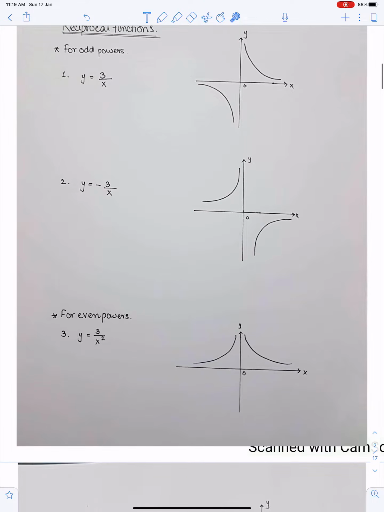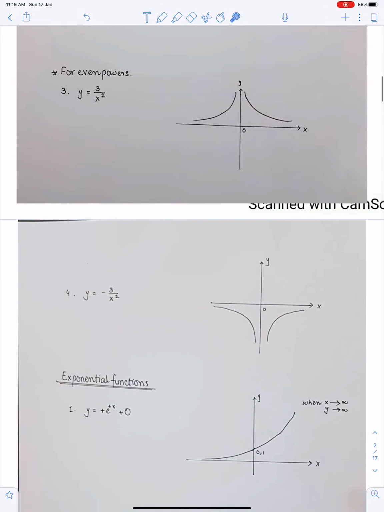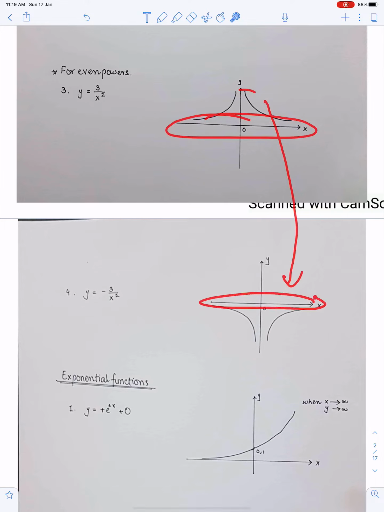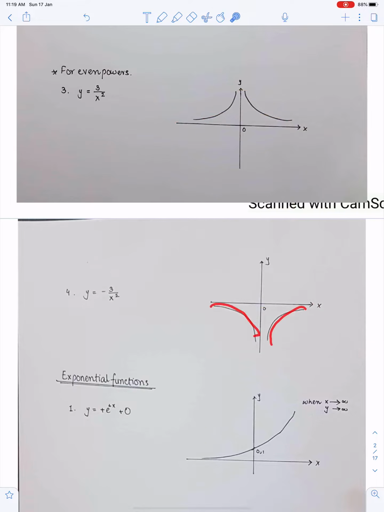For even powers, this function has power 2 with positive coefficient, and any even number can be here, like 2, 4, 6, 8. So this is the sketch of this function. And when we have this function with negative sign, negative coefficient, then we have to reflect this graph about the x-axis. This will be the sketch of this function. This is parallel to the x-axis here and parallel to the y-axis here, same as here.